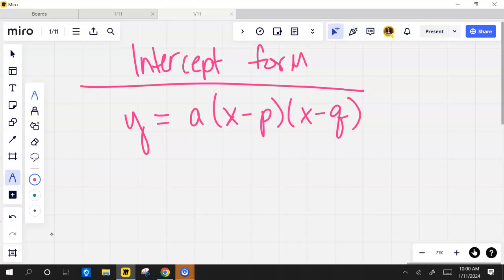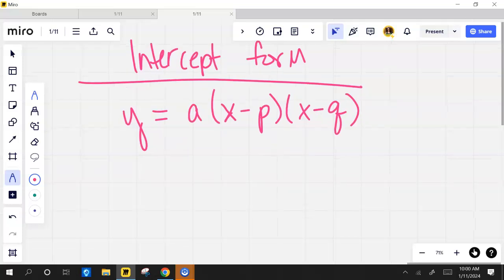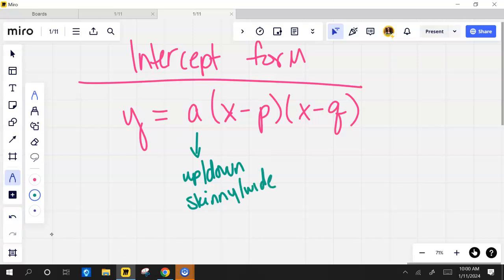In this case, it's going to be the x-axis this time. We've been dealing a lot with the y-intercepts, right? And we pull those out in standard form. For this one, it's going to be the x-intercept. A, again, does the same thing. We're still talking up, down, and we're still talking skinny or wide. Here, just like the name suggests, it gives me the intercepts.